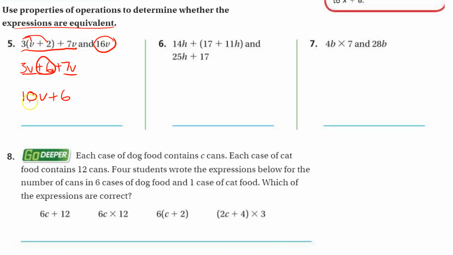Now, can I combine 10v and 6? No, I can't combine those terms. So I am comparing that now to 16v. Well, if I'm not sure, I can always grab a number and plug it in.